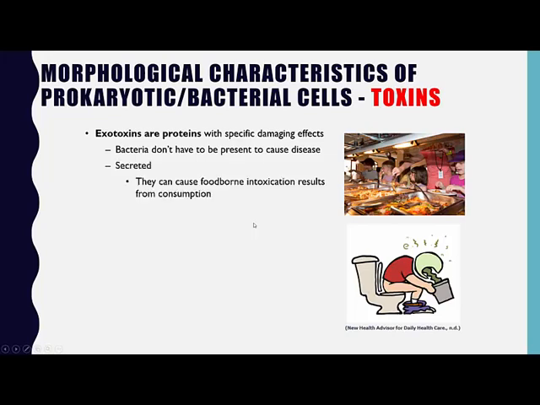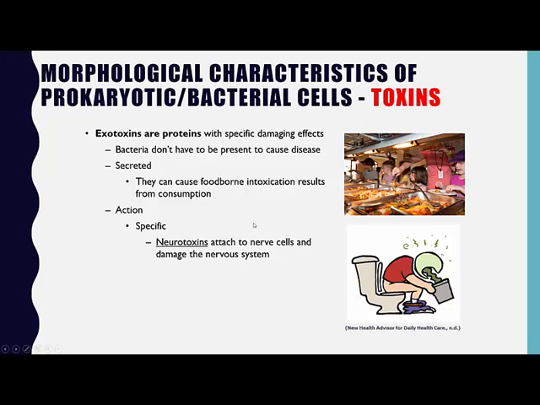The toxins can be secreted out into the food. A lot of times they cause something called foodborne intoxication. If you ingest them, then there you go. And the thing is, you can take this home and heat it up, but if the toxins are already there, some of these are very heat stable. So again, exotoxins tend to be very specific.